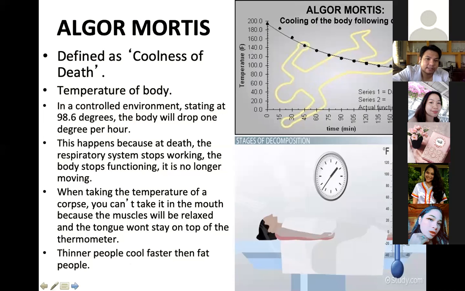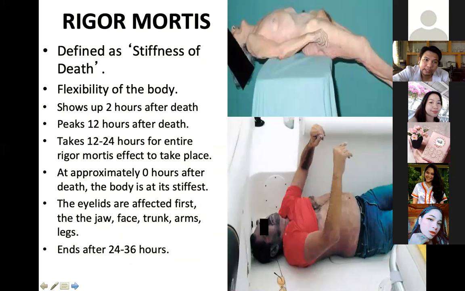yung insulation ng fats. Ito na, rigor mortis, stiffness of the body, shows up 2 hours after death. Okay? Takes 12 to 24 hours for the entire rigor mortis effects to take place. The eyelids are affected first. Okay? Then the jaw, face, trunk, arms, and legs. Kaya nga, di ba, meron tayong death minsan class, open yung eyes. Because the eyelid siya yung unang naapektuhan ng rigor mortis after death. Kaya yung minsan, pag nakadilat ka na namatay, open din yung eyes.